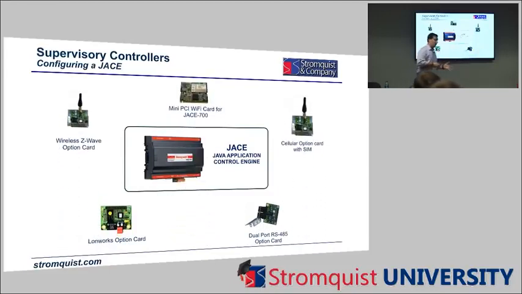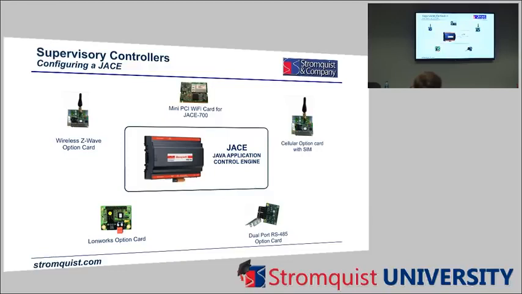You may or may not ever have to do this, but I thought I'd put it there anyway. When you buy a Jace, it's like buying a car. You choose your options afterwards, right? So when I go and buy my Jace, I've got to determine what communication protocols I want to talk to. If I want to talk to LON, I need that LonWorks option card, which is a physical card that plugs into one of the two COM ports on that Jace, and then I can pull my LON wire in, all right?